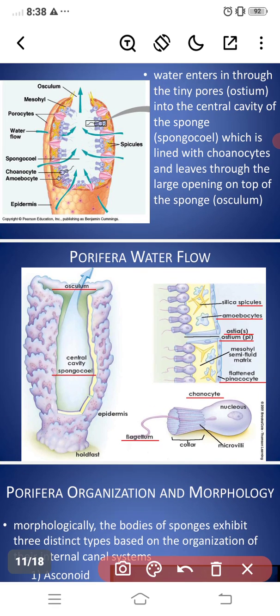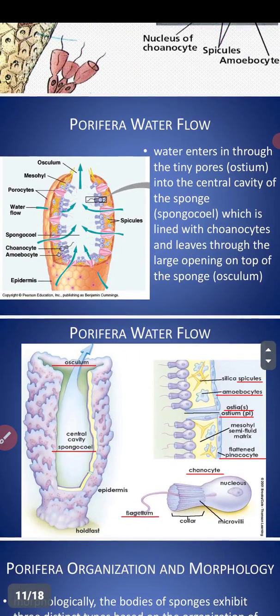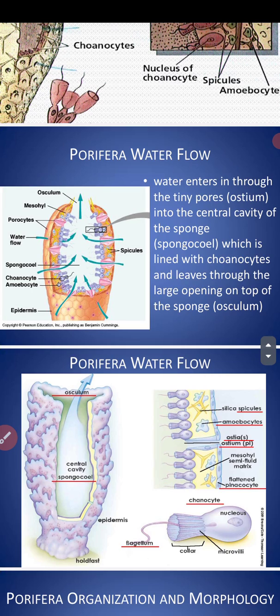Again, for example, through these pores water enters the body, and then goes into this cavity. After they perform their activity and filter out food, the water is excreted out. So these are all about the water flow characteristics. Now, first of all, we will explain the functions of these cells, choanocytes and pinacocytes.